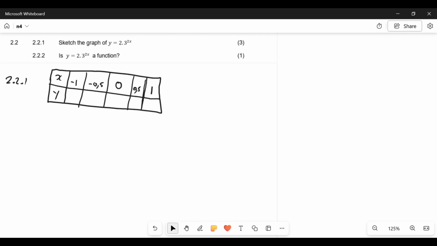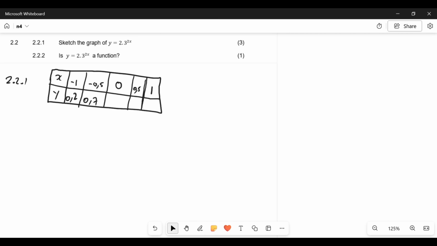So let's start. If x is -1, what is going to be our y? Now if we write our y there, it's going to be 0.2. Rather leave it as a decimal so that we can draw it on our graph. Now let's look at the next point. When x is -0.5, what is going to be our y? Our y is going to be 0.7.